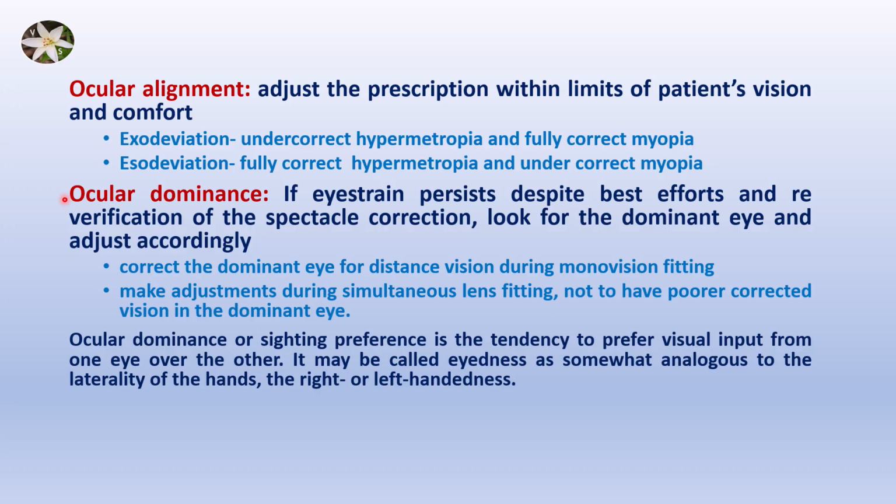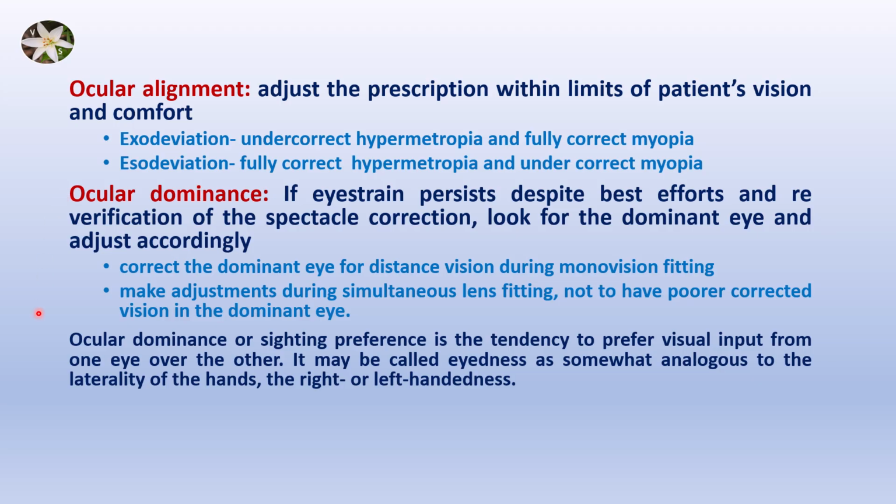Rarely, I would say very rarely, we have to look into ocular dominance. If eye strain persists despite best efforts and re-verification of the spectacle correction, look for the dominant eye and adjust accordingly. Correct the dominant eye for distance vision during monovision fitting and make adjustments during simultaneous lens fitting so as not to have poorer corrected vision in the dominant eye.